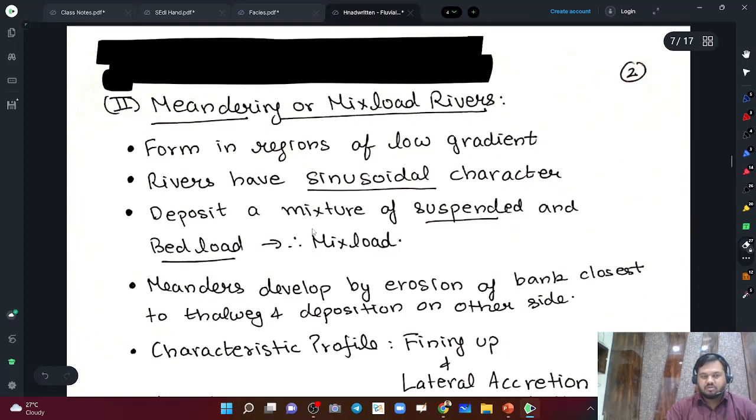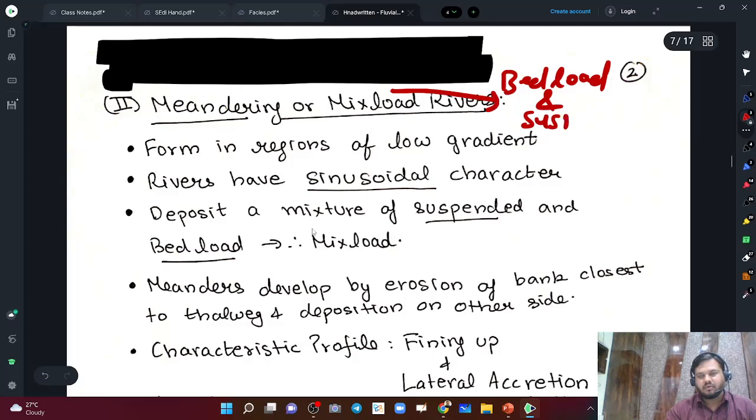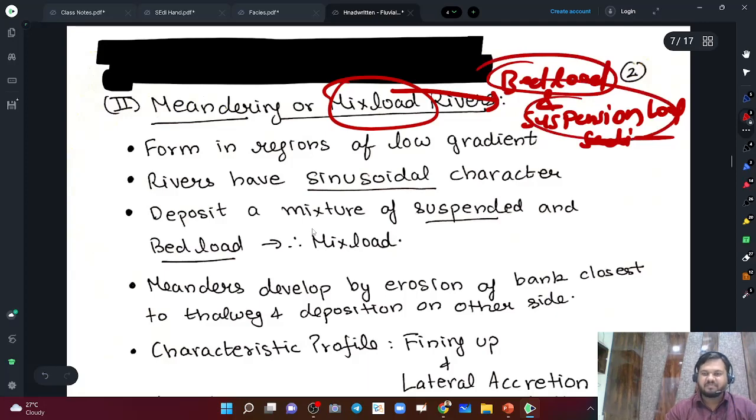The second is Meandering. Meandering is also called a mixed load river, right? I have already explained this. Why do we call it a mixed load river? You tell me, what could be the reason? Here in meandering, the sediment is mixed basically, right? You will get bed load sediments as well as suspension sediments, or you call it suspension load also. So we call it mixed load because you get bed load as well as suspension load sediment, right?